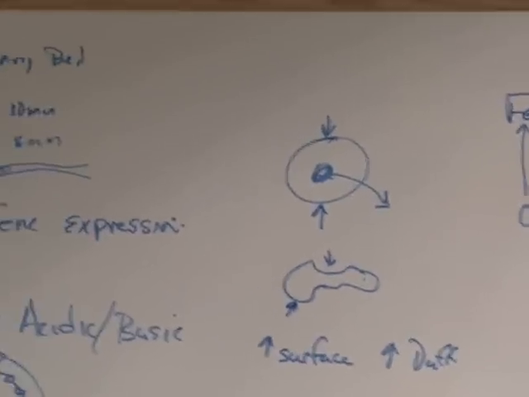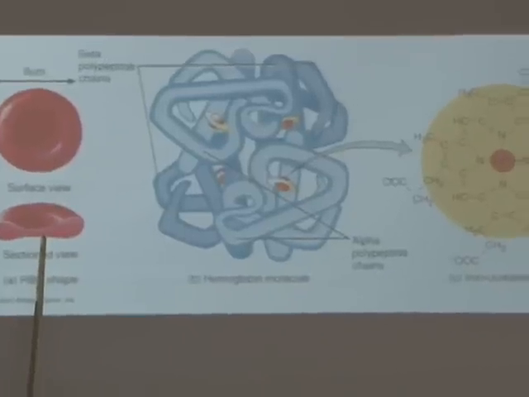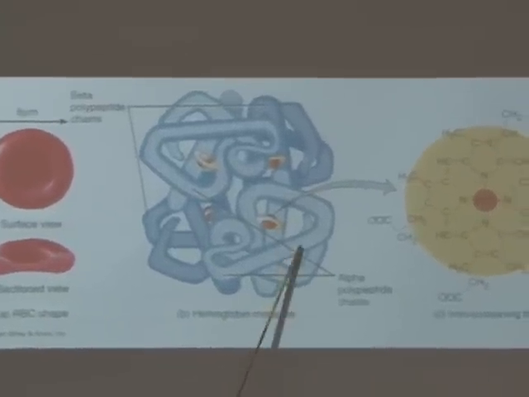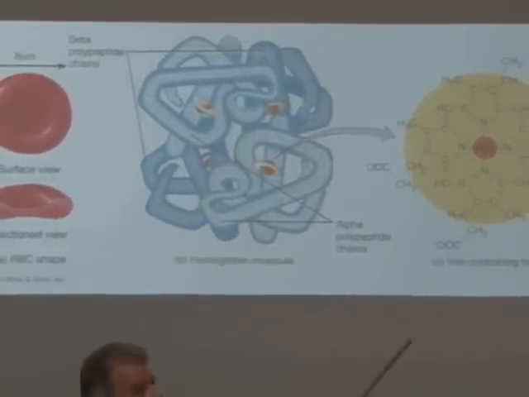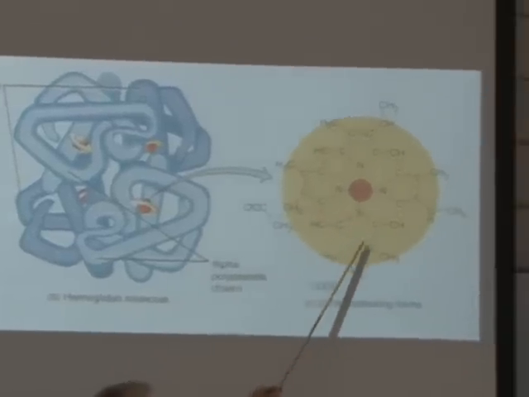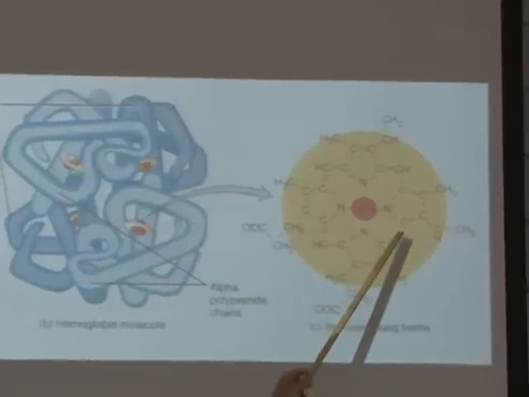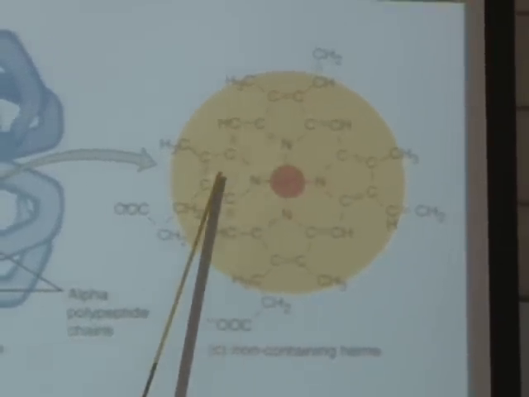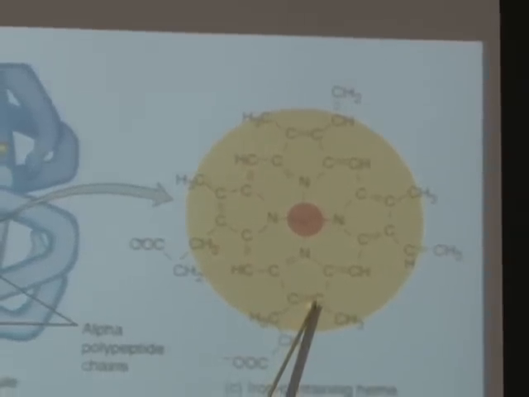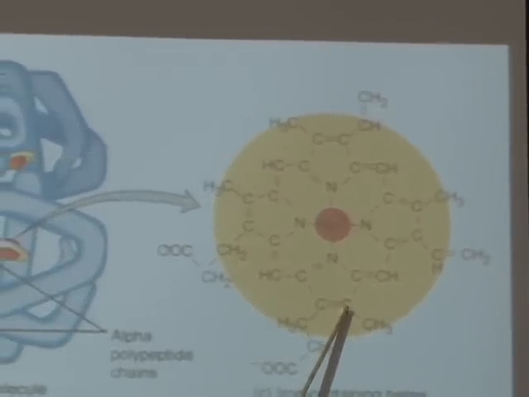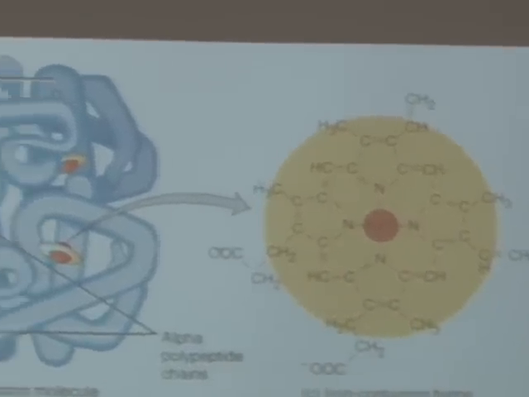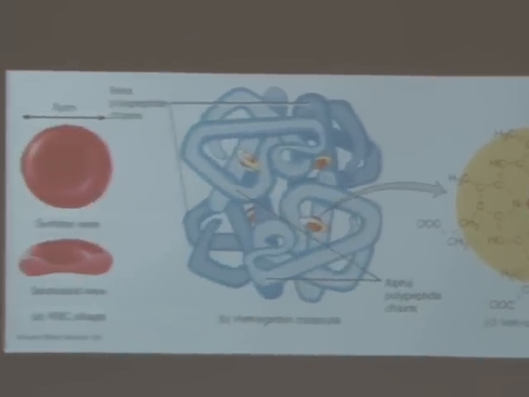So what happens is we have to break these cells down about every 120 days, because they can't maintain themselves since they have no nucleus. We can recycle all this material. We can recycle the iron out of this, but what we can't recycle are these cyclic hydrocarbon molecules. So this is what we convert to bilirubin and biliverdin and put in our bile. And then we get rid of those through our feces because we can't recycle them.